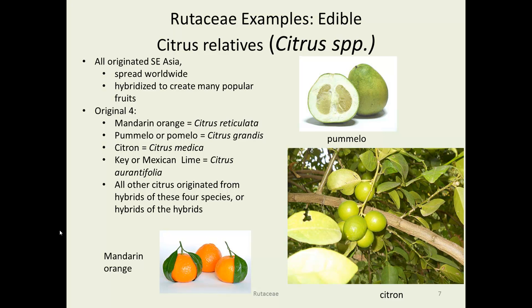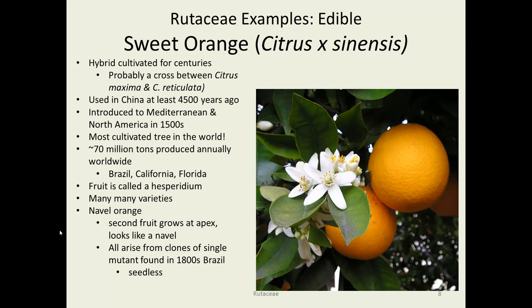So the mandarin orange, the pomelo, the citron, and the key lime are considered sort of the basic citrus species that have given rise to all of the other things that we consider citrus today. In particular, the orange, the sweet orange. You can't get much better than a good orange. It is probably a hybrid between Citrus maxima and Citrus reticulata, which would be the pomelo and the mandarin orange. Hybridized and cultivated for so long, though, it is hard to know.